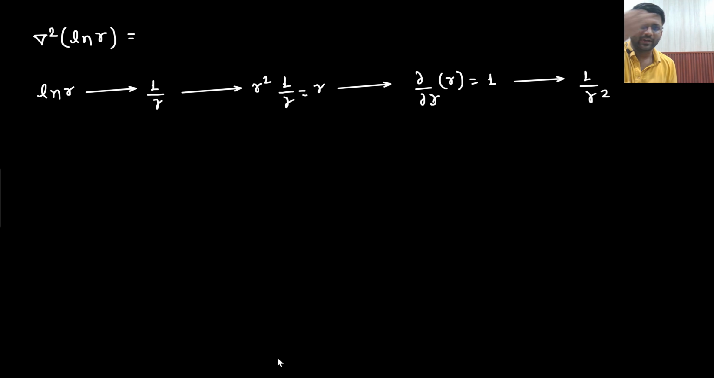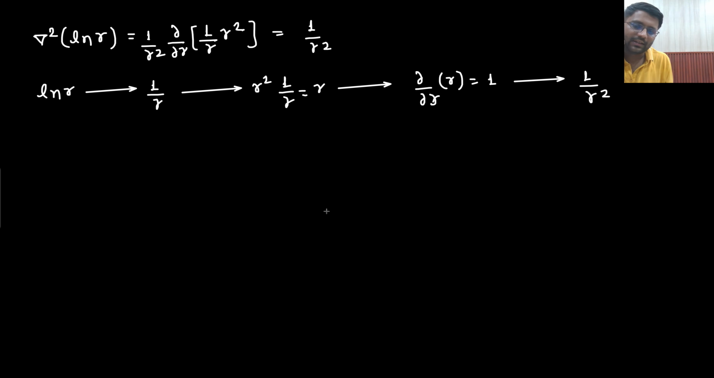Again, let me repeat what we are doing. Like del square ln r I need to calculate. First, differentiate with respect to r. That would be 1 by r. Then multiply with r square. Whatever answer you get, differentiate that with respect to r again, and then divide by r square again. So the r gets cancelled out, this becomes r only. Del by del r is 1. So the answer you are getting is 1 by r square. Say yes or no.